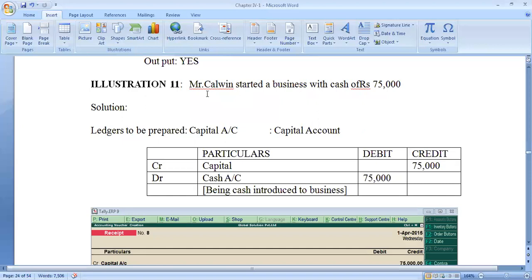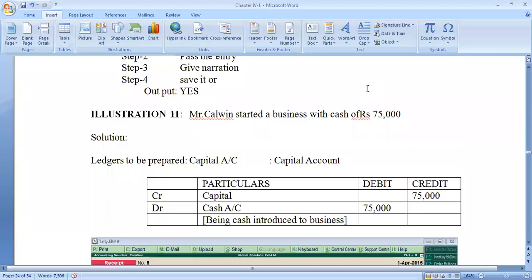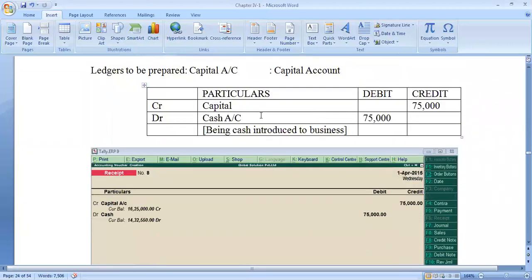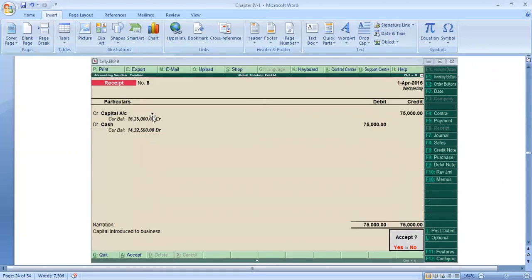Fine. Mr. Calvin started a business with cash of rupees 75,000. So business has been started. Any business that is started is going to be invested with what? It is going to be invested with capital. So what will be the entry? Capital will be the credit entry. The normal entry which we prepare is the cash account debit to capital account. So the cash is introduced to the business. Here, credit will be the capital, debit will be the cash account. So the entry goes on like this.